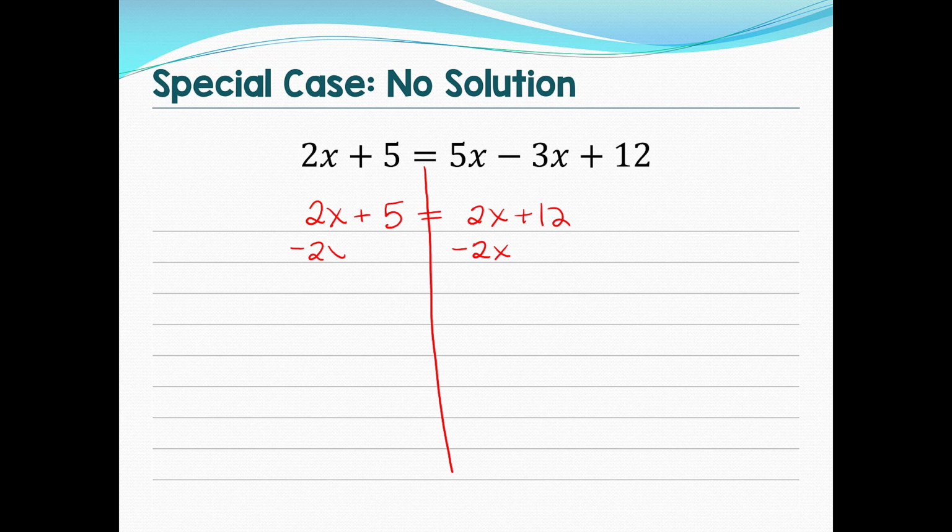I'm going to subtract 2x from both sides, and that leaves me no x's there, and then 5 equals 12. 5 doesn't equal 12, so this is what we consider no solution. There is no value for x that could make this equal.